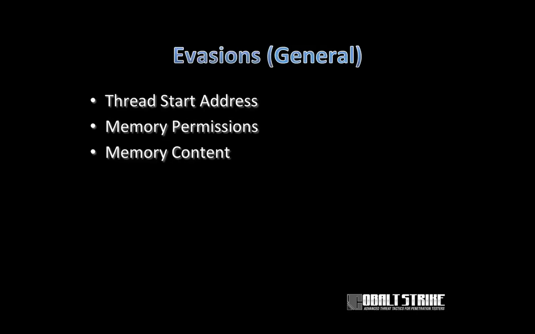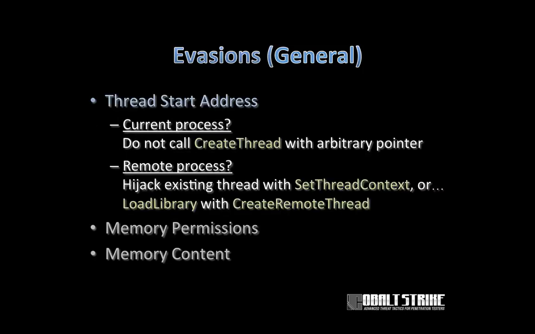So here are the detections we talked about earlier. We talked about anomalies in the thread start address. We talked about memory permissions and memory content. Let's go through some general tips for avoiding anomalies in these things. Okay, how do you make your threads look normal?